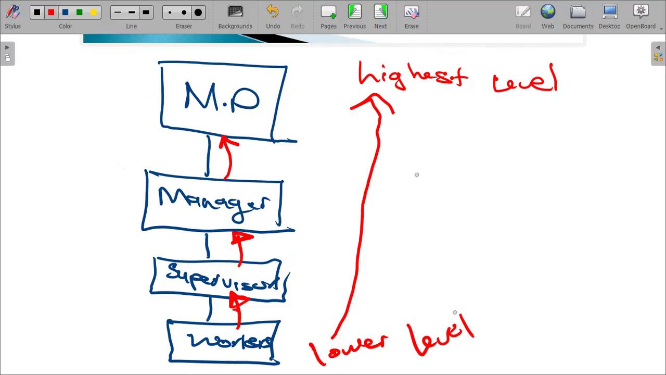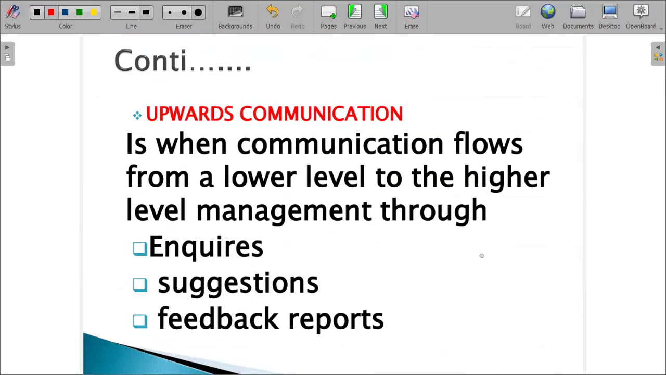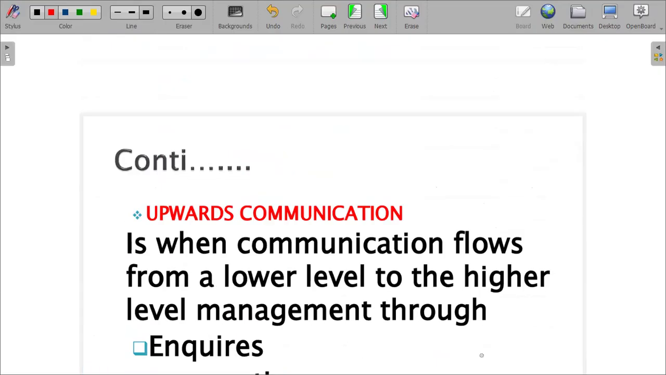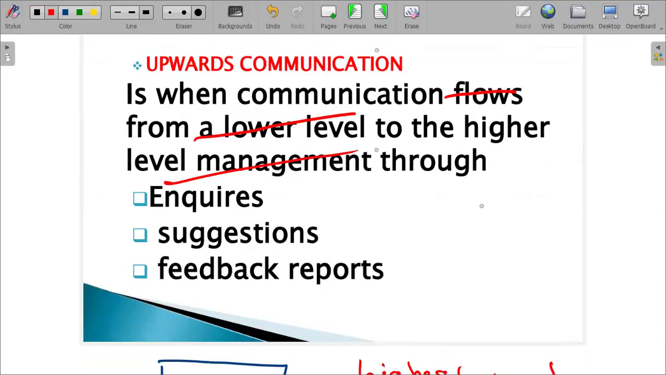When communication moves from a lower level to a higher level, we call it what? Upwards communication. Communication flows from a lower level to a higher level. For example, they might want to inquire about something. They also might want to make suggestions, or to give feedback reports. That's what you call upwards communication.